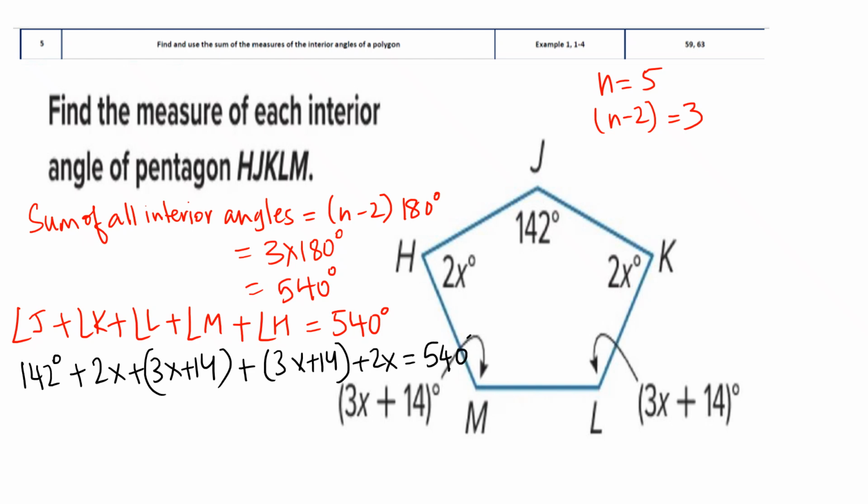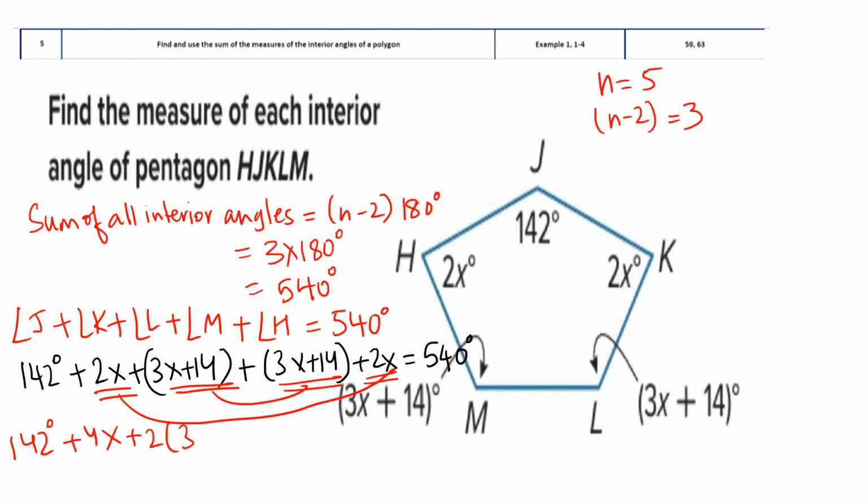So let's solve it. Now, when we solve it, we are going to combine the like terms. If you see 2x and 2x, these are common. Similarly, 3x plus 14 is repeated, 3x plus 14 and 3x plus 14. So we are going to combine them together. And when we solve them, we get 142 degrees. I'm keeping this angle same. 2x and 2x gives us 4x. And I multiply 2 with 3x plus 14, because it is there 2 times, so it's like multiplication, and that's also going to be equal to 540.